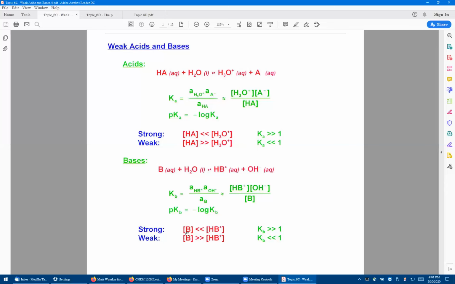A strong base is one in which the acceptance of a proton from water to form HB plus is almost complete, or virtually complete, so that at equilibrium, the concentration that remains of B is much less than the HB plus concentration. And so the Kb is much larger than 1 for a strong base. For a weak base, just as for a weak acid, the concentration of B at equilibrium is much greater than the HB plus that would result when it reacts with water. And so the Kb is much less than 1. We've talked about this before.